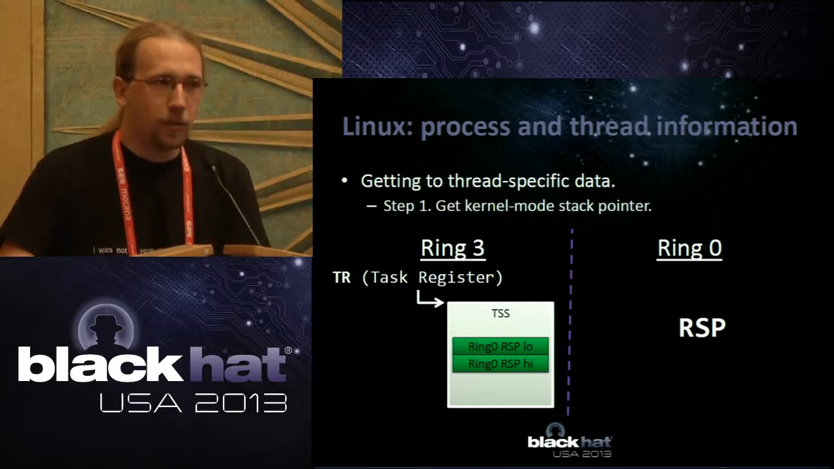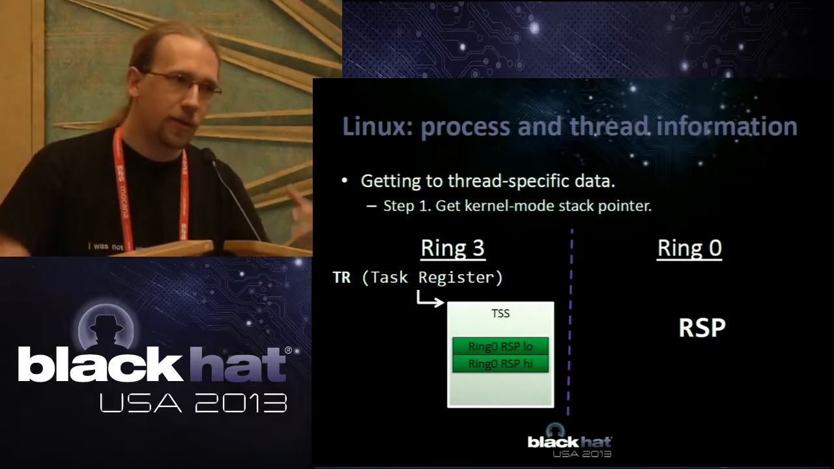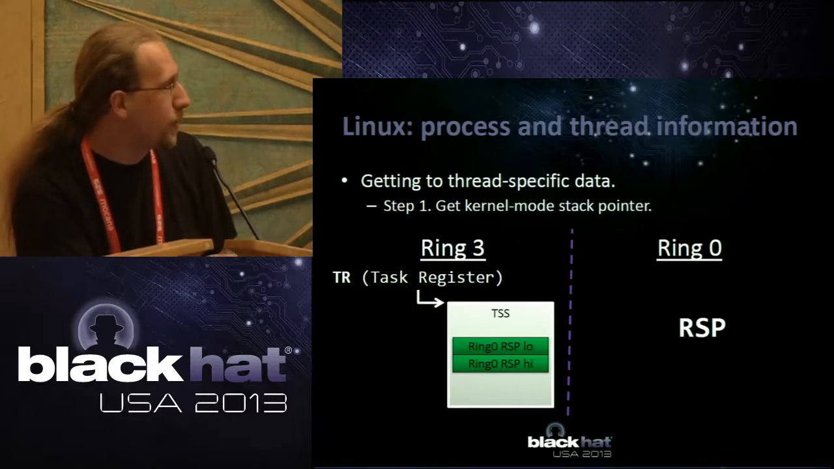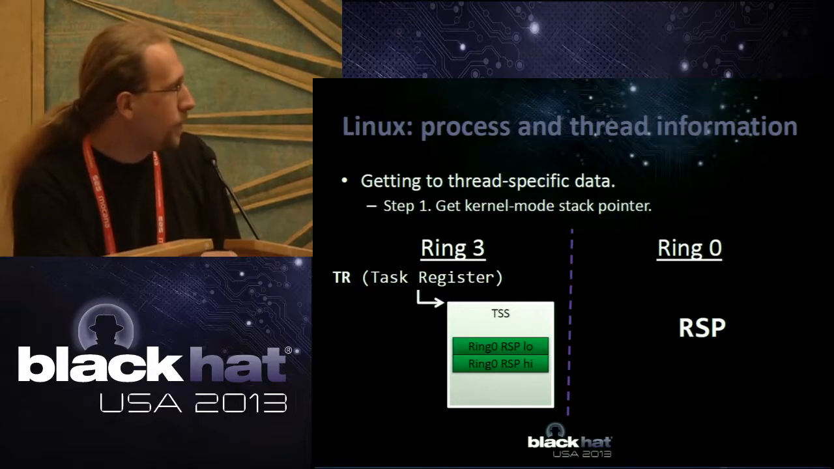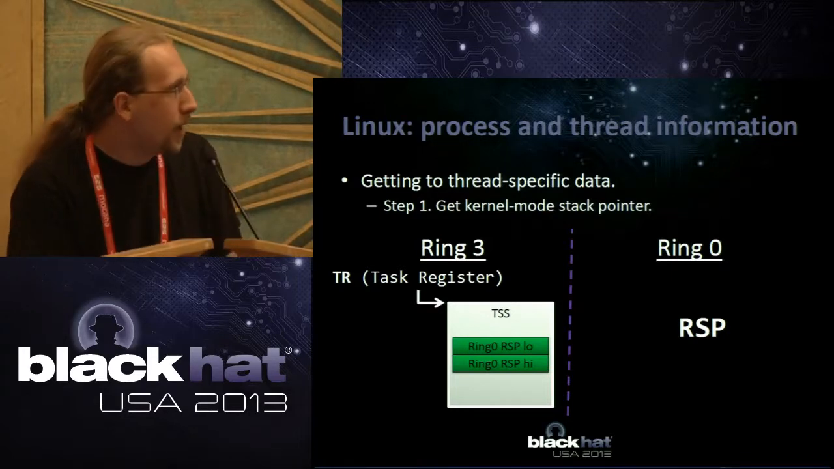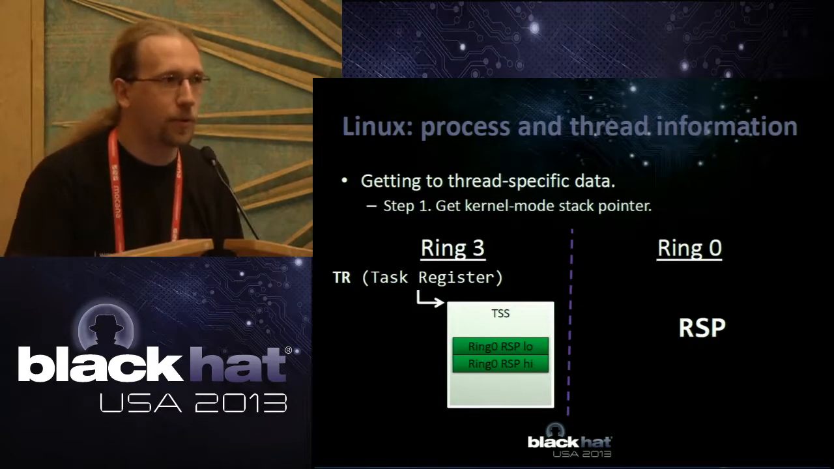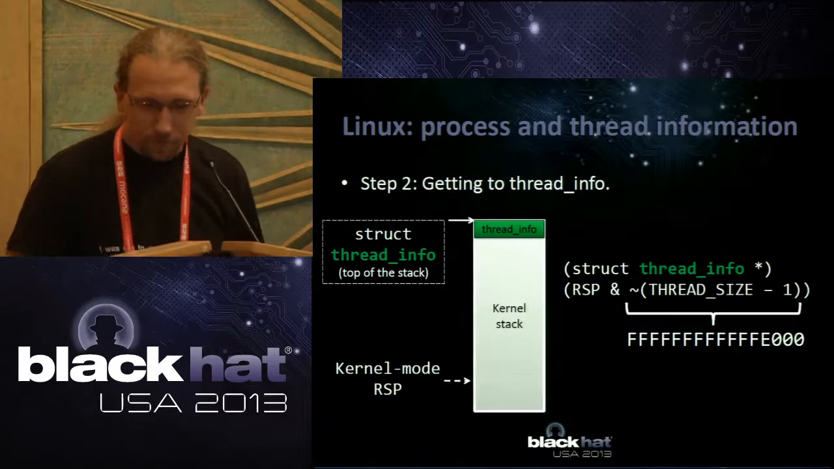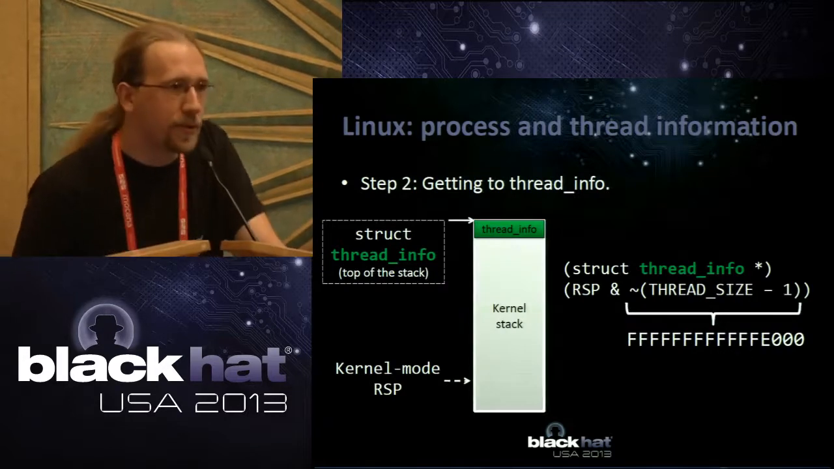To get thread-specific information, if we are in user mode, we just read the task register, go into the TSS, these are of course x86 structures, and read the kernel RSP, the kernel stack pointer. That's important on Linux. However, if you are in ring 0, this is trivial because you already have the stack pointer in the stack pointer register, obviously.